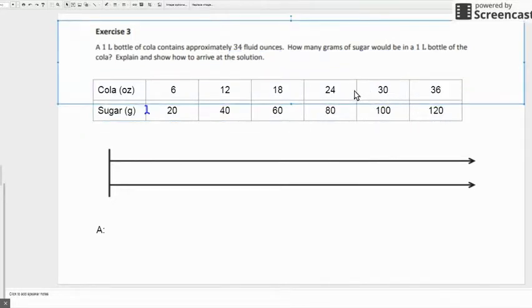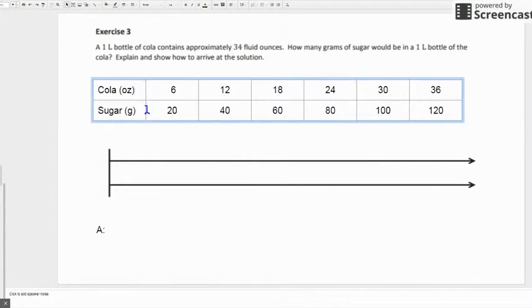All right, well, if we look at what's going on here, I'm not sure why my pen stuff disappeared on me. Let's go ahead and write it on the side here. Maybe that might be why. If we look at what's going on here, remember, I need 34 fluid ounces. Well, there's not a 34 up here, but 34 is somewhere between these two numbers, 30 and 36.